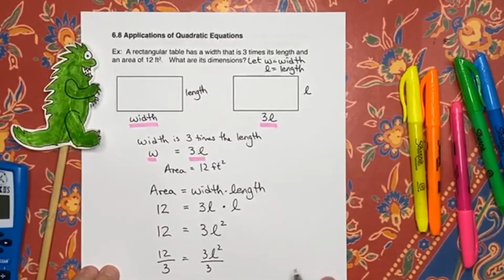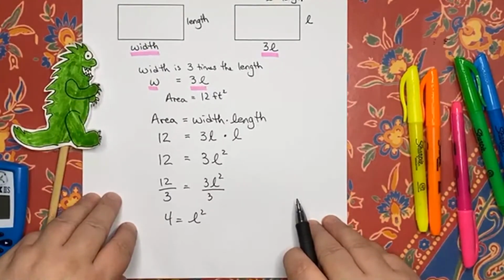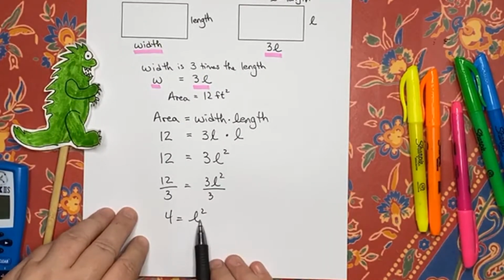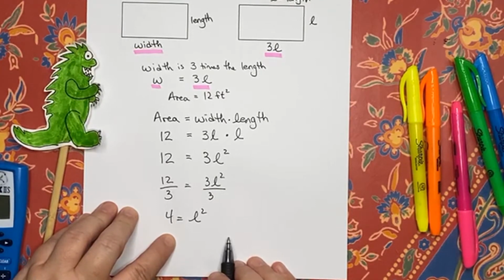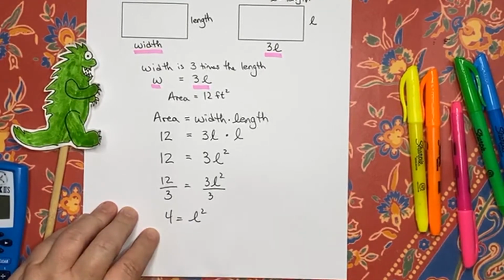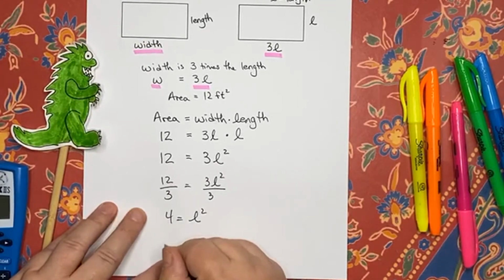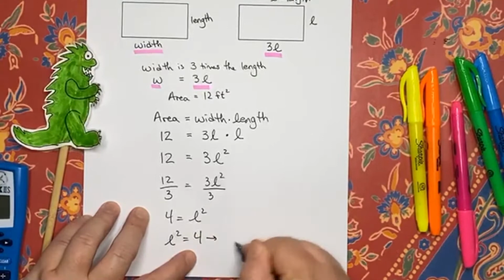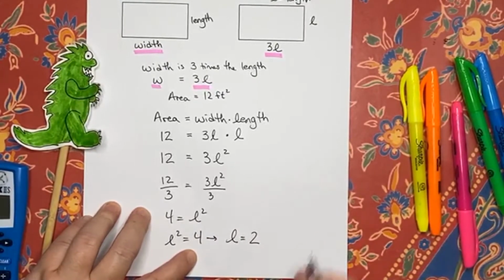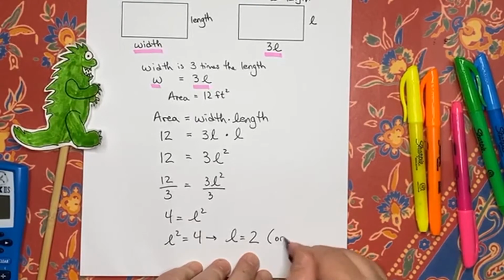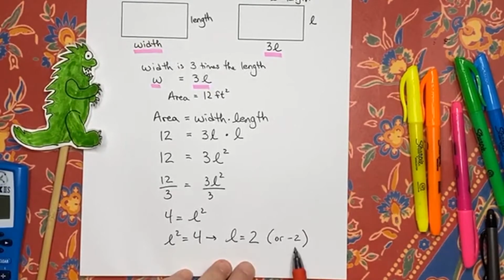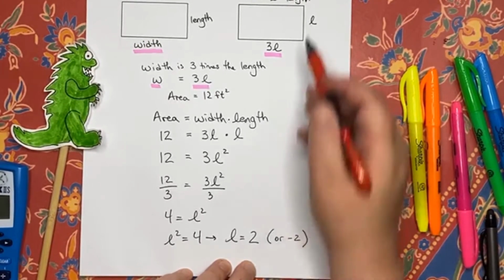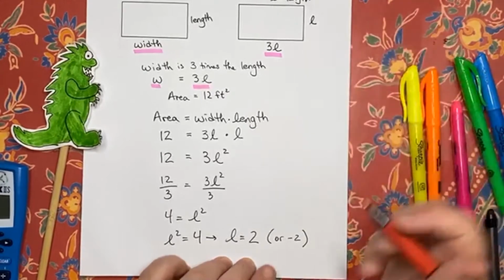Well, if 4 equals L squared, oh, I've fallen right off the video. Sorry about that. If 4 equals L squared, what is L? Well, L could either be 2 or -2. I don't need the quadratic formula to solve this. I know how to take square roots. So if L squared equals 4, that means L has to be 2, the square root. Now, technically, L could be -2. However, could -2 be the dimension of a rectangle? No.